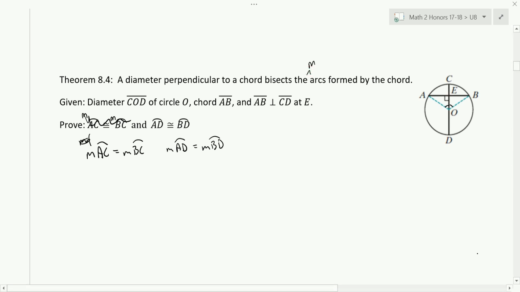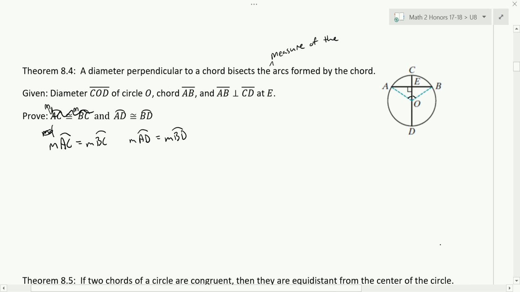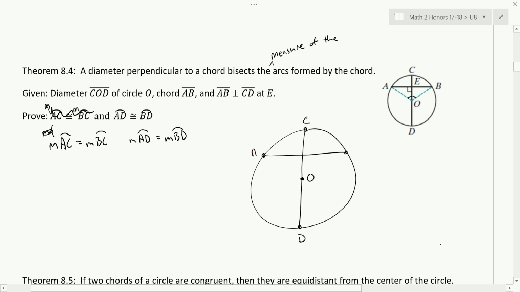And again, let's put the measure of the arcs formed by the chord. Okay, so I'm going to just adjust that a little bit. And so we kind of start with the same idea. We have the circle with this diameter. C, O is the center, here's D. And perpendicular to a chord. Here's A, here's B. They're perpendicular. And we want to show that the measure of AC is congruent to the measure of CB. Okay, that's the first part here. Let's go after that one first. That's an easier one, and probably the first one we would want to look at. And then we'll look at the other.